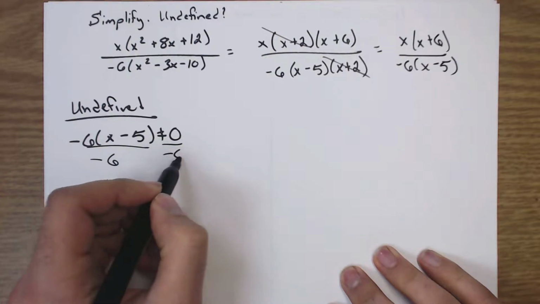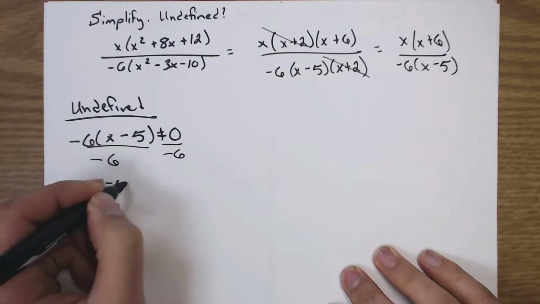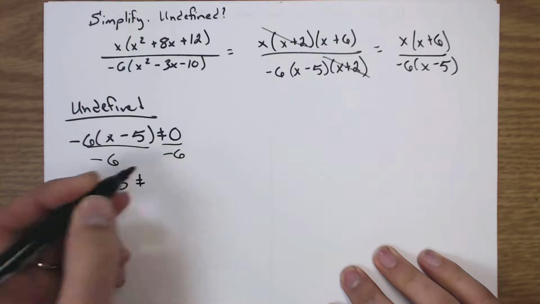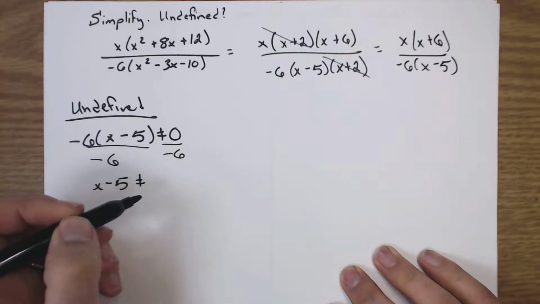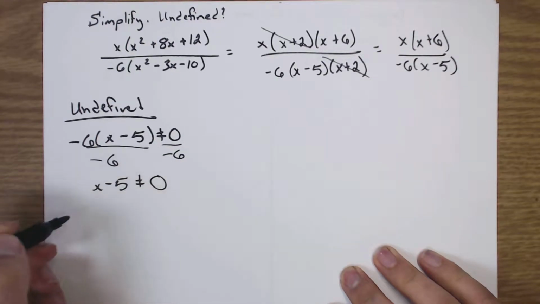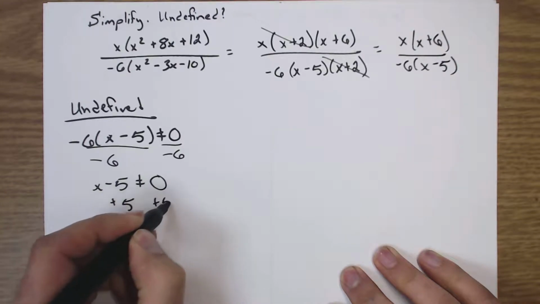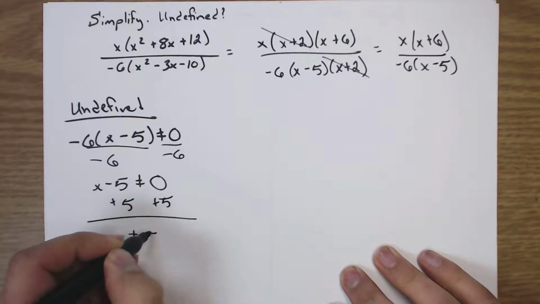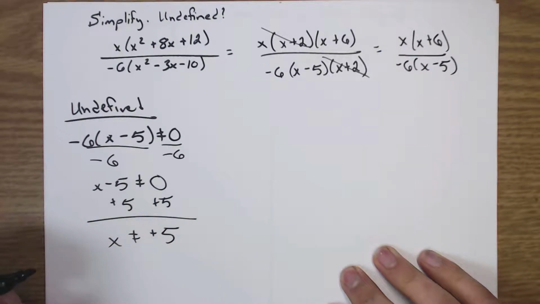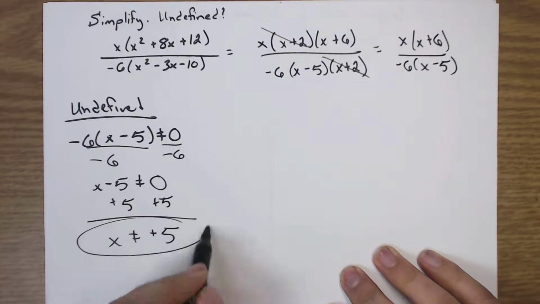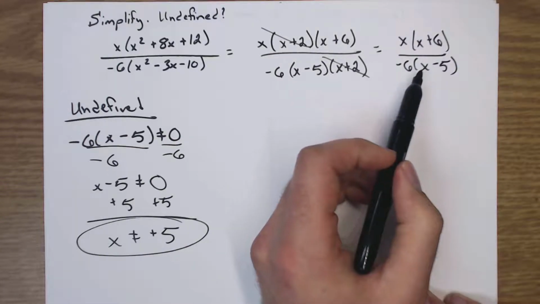Divide by a negative 6. So x minus 5. Well, 0 divided by anything is still going to be 0. Well, unless it's 0, then it's indeterminate. But anyway, still 0. Add my 5 over. x cannot equal positive 5. Awesome. That is where I am undefined. So now let's go back up here, and let's simplify this a little bit further.